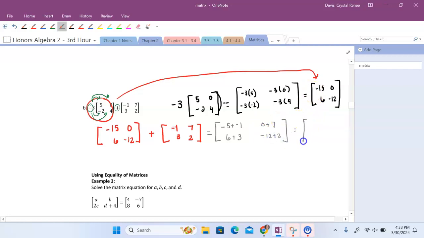Okay, and if I clean that up, -15 plus a -1 is a -16. 6 plus 3 is 9. 0 plus 7 is 7. -12 plus 2 is a -10. And here is my final matrix. All right, guys, I did just notice my -15 turned into a -5. So this should be a -15, and this should be a -16. And this should be my corrected matrix.